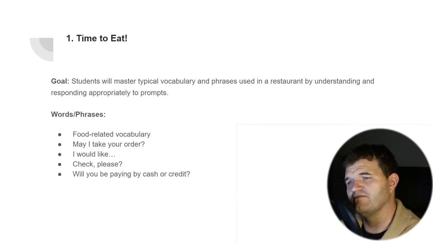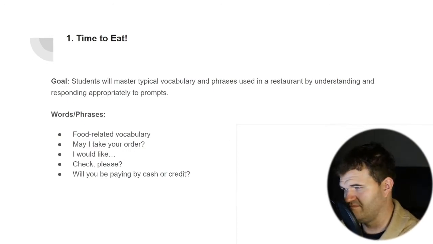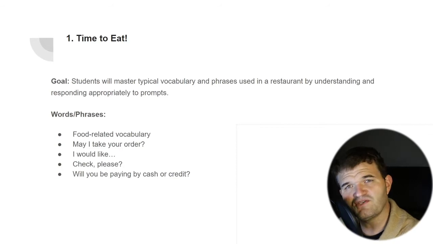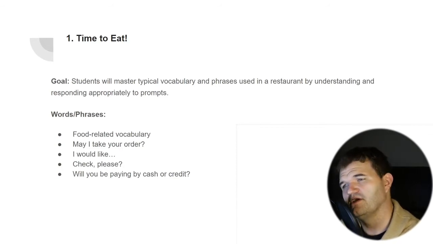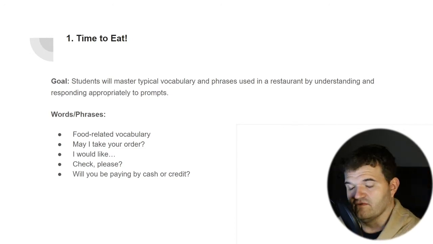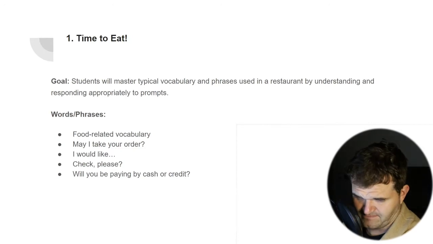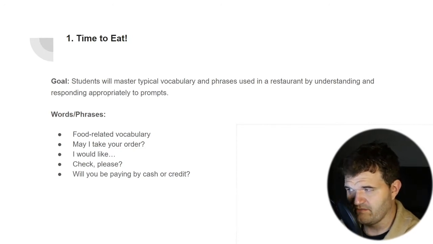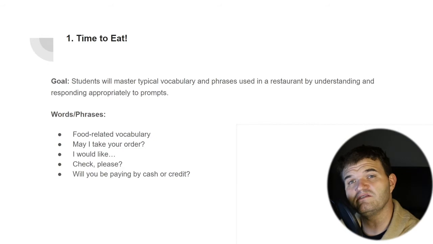The first one that we have, time to eat. Eating at a restaurant happens a lot. Most places you'll need to eat at a restaurant. So the goal, if you're doing a restaurant role play, is that students are going to master and use the typical vocabulary and phrases used in a restaurant by understanding and responding appropriately to prompts.